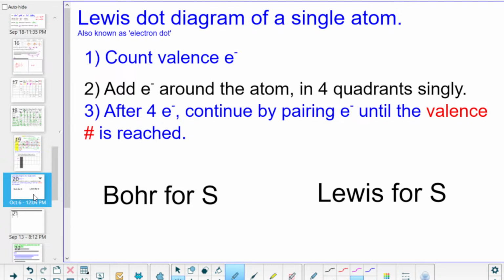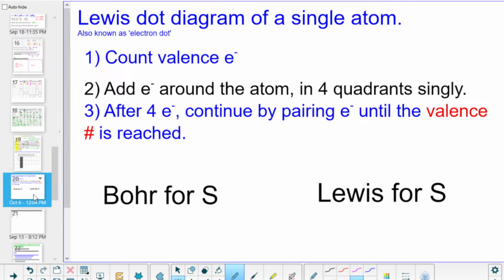Looking at the same sheet we just did, how many valence electrons did hydrogen have? How many did helium have? 2. How many did lithium have? 1. How many did beryllium have? How many did boron have? Not 5. 3. I want you to notice something. This is the way to get the valence electrons really quick.